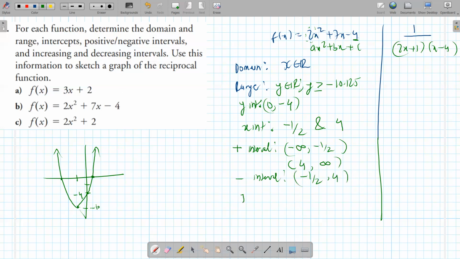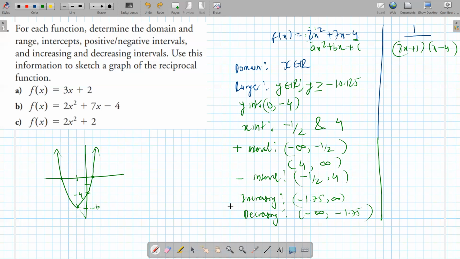And increasing, where is this increasing? It's increasing from the vertex, yeah? See here? All the way up. And the vertex was at -1.75, so it's increasing from -1.75 to +infinity, and it's decreasing from -infinity to -1.75. So to the left of the vertex, this part is decreasing because the graph is falling down, and to the right of the vertex, the graph is increasing.